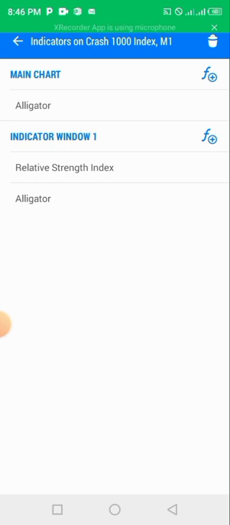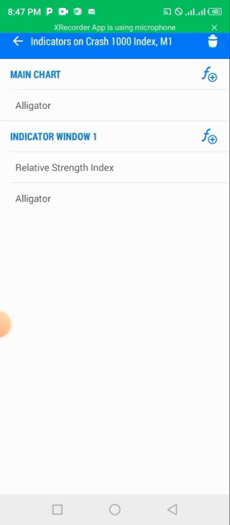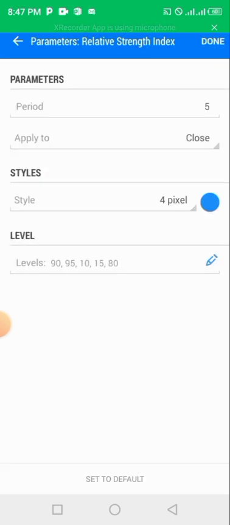When you're much more comfortable, you can install these settings properly on your own chart and try it out yourself. The first thing we'll be adding will be the alligator. Just screenshot it, guys. These are the parameters. After that, you click on done. The next indicator we'll be adding will be the relative strength index on our indicator window one, and it has a period of 5. Apply to close. Style is 4 pixel. I'm using blue. You can use any color of your choice, but make sure it's bold enough for you to see clearly on your screen.